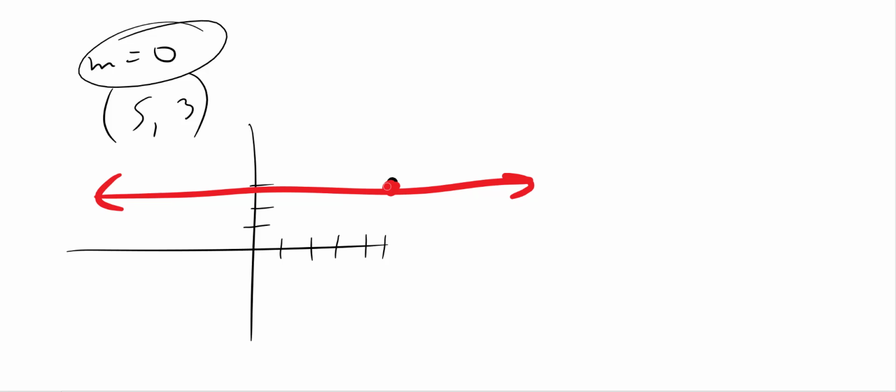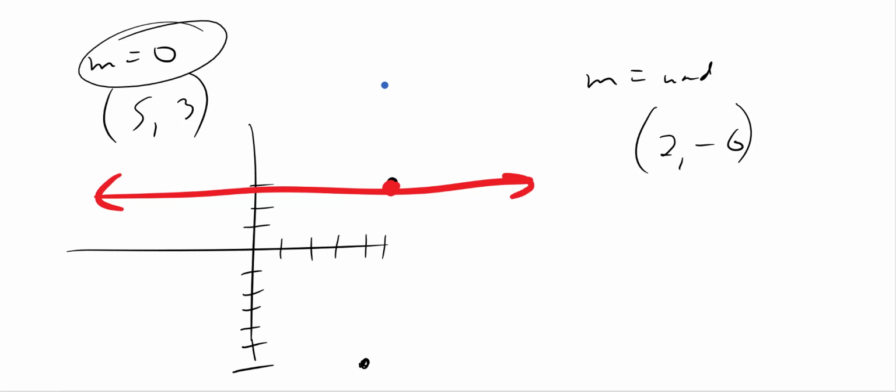If I said the slope was undefined, and it goes to the point 2, negative 6, you go to 2, negative 1, 2, 3, 4, 5, 6. So 4, 1, 2, 3, 4, negative 6 is here. And then the slope is undefined. So draw it undefined. That's it. That's undefined. Okay?